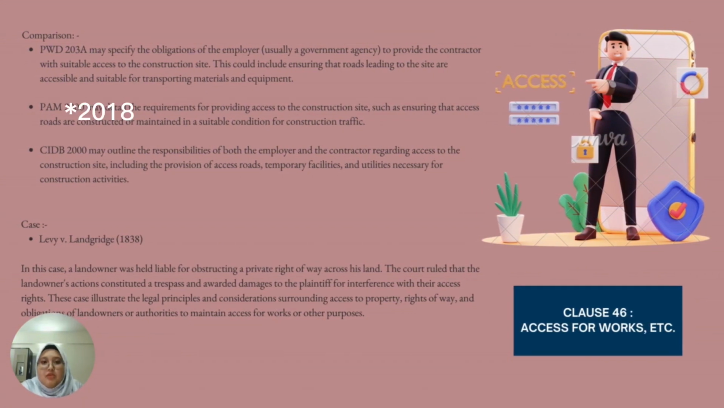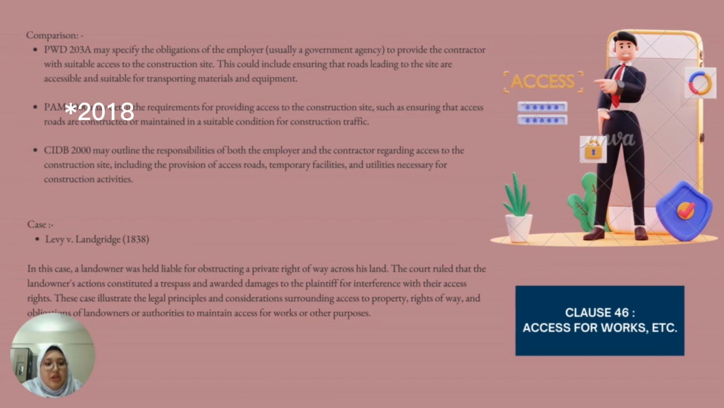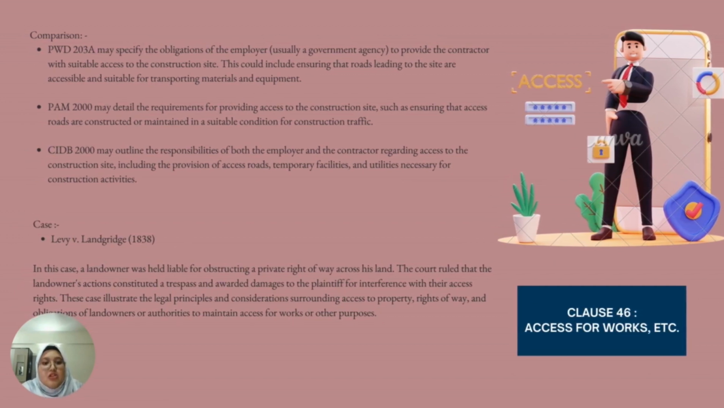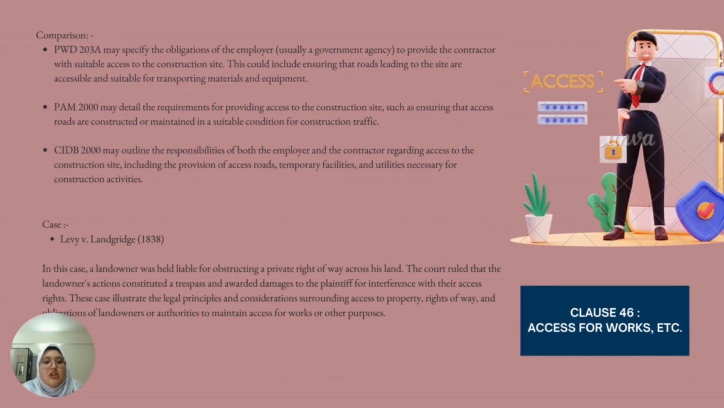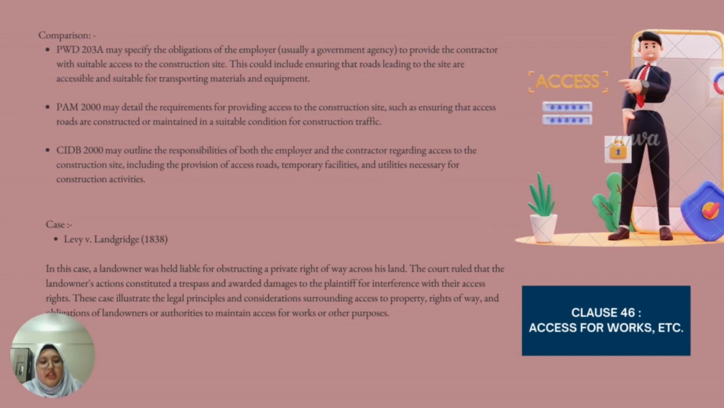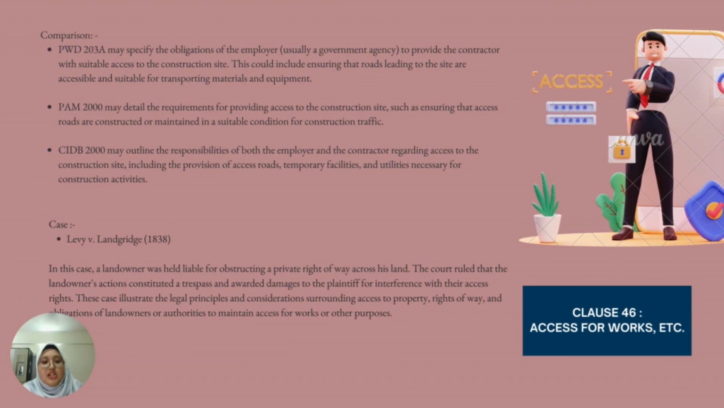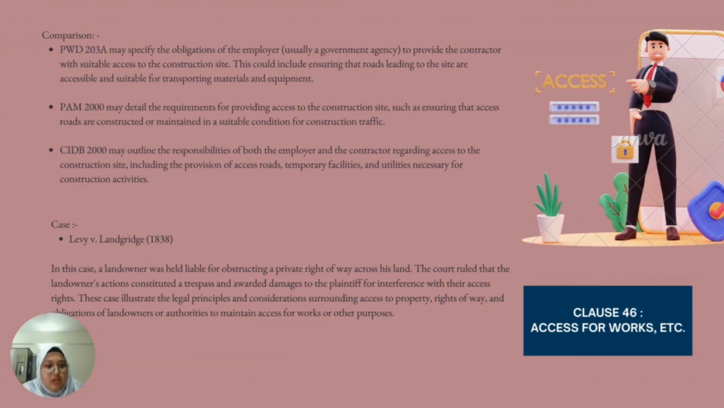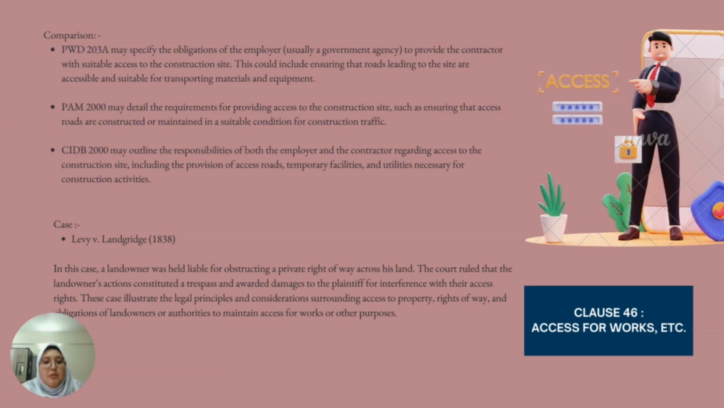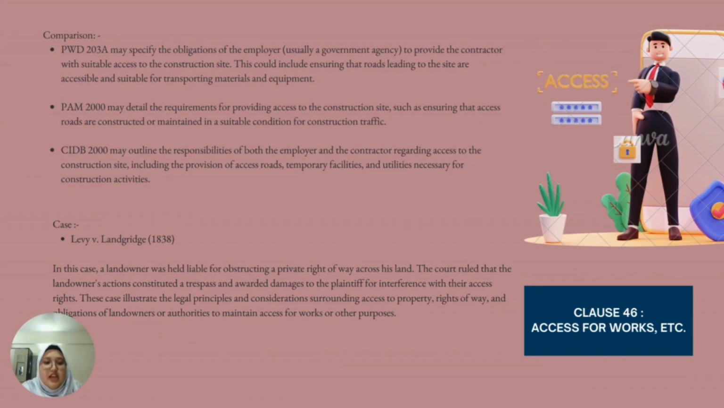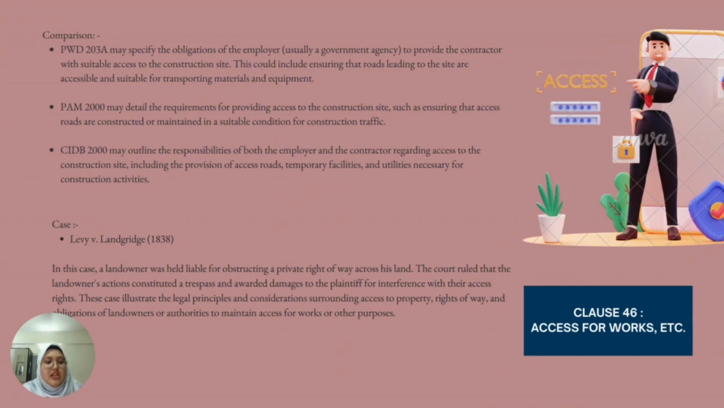For the PAM 2000, it may detail the requirement for providing access to the construction site, such as ensuring that access roads are constructed or maintained in a suitable condition for construction traffic. CIDB 2000 may outline the responsibilities of both the employer and the contractor regarding access to the construction site, including the provision of access roads, temporary facilities, and utilities necessary for construction activities.